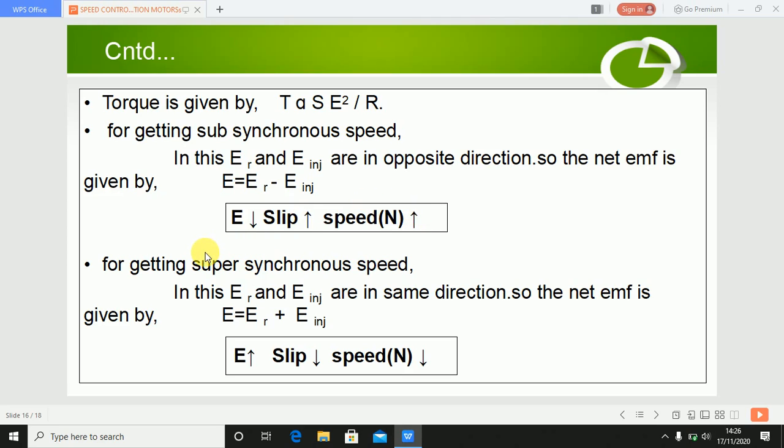And for getting super synchronous speed, we have the following condition, that is ER and E injected are in the same direction, that is, the EMF induced in the rotor and the injected EMF are in the same direction. So the resultant EMF gets added, that is ER plus E injected. In this, as we are adding, the E becomes increased and the slip gets decreased to compensate here, and the speed gets decreased.